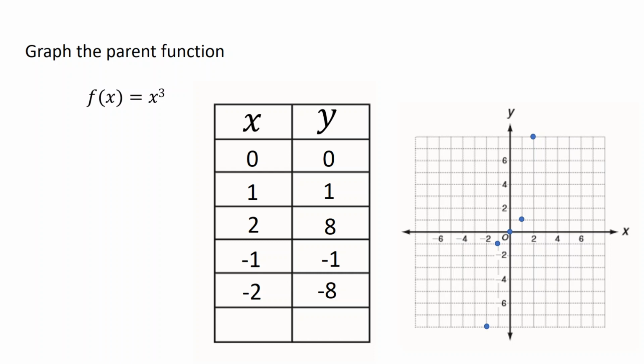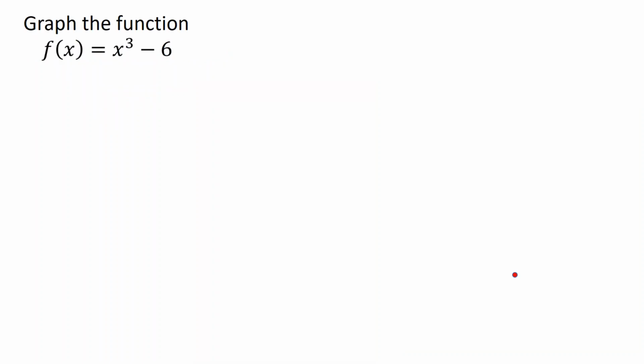All right, so now that we have our points plotted, we can go ahead and draw our graph, and it looks like that. And so that is our parent function of x to the third. X cubed looks like this. This is what x cubed will look like. And we'll just label that graph F. All right, so here's a simple review problem.